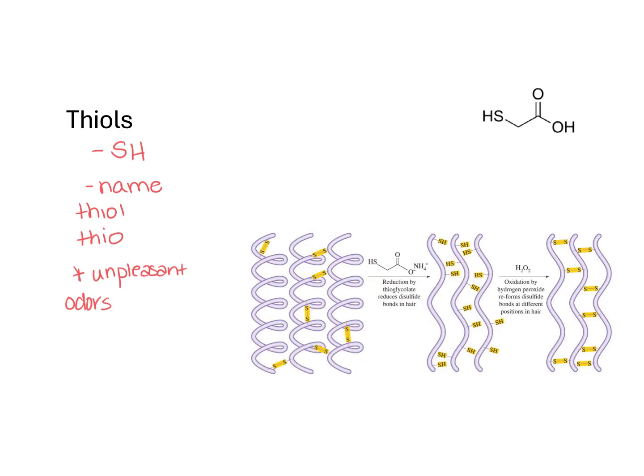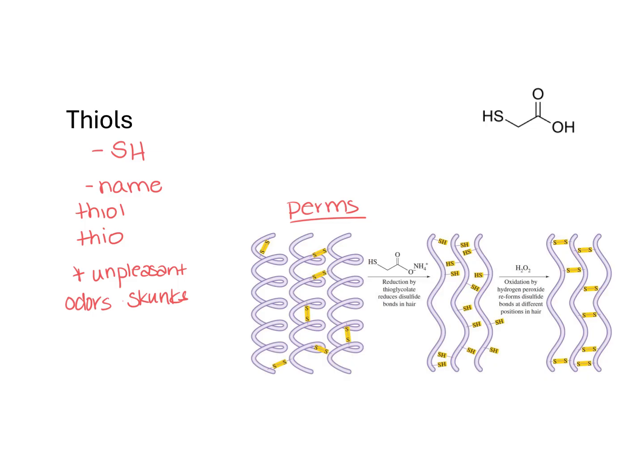Think things like skunks, right? However, when thiols are used, they're generally for specific things using hair chemistry. So a lot of times they are used to break bonds in oxidation reduction reagents or processes using perms. So these are often used in perms.